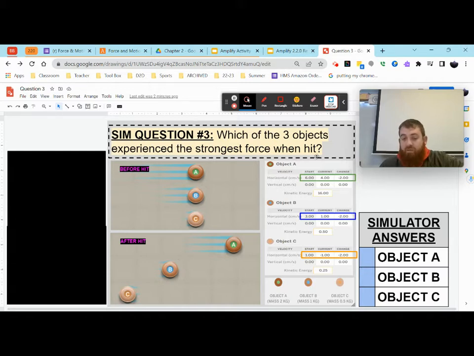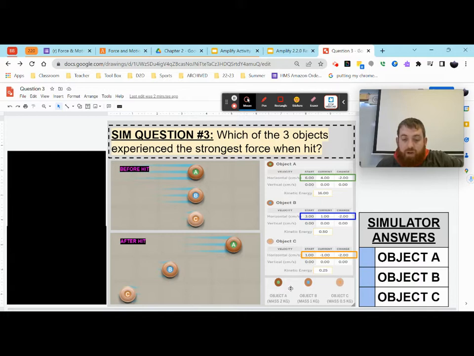When we look at how their velocity changed in the diagram, we can see that object A had a velocity of 6, and then it changed after it was hit to a velocity of 4. So it changed by 2. Object B, on the other hand, had a velocity of 3. After it was hit, it had a velocity of 1. So our velocity for object B changed by 2 as well. And last but not least, we have object C. Object C had a starting velocity of 1. After it was hit, it had a velocity of -1, so it changed by 2 as well.